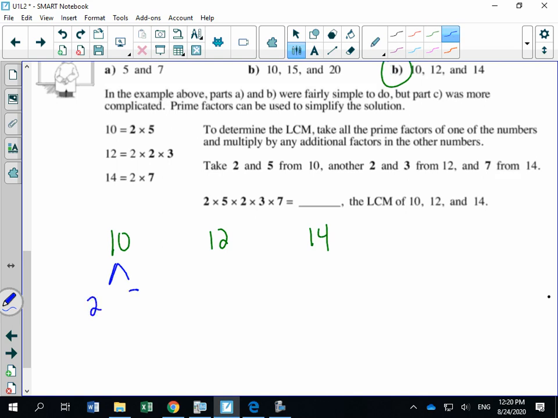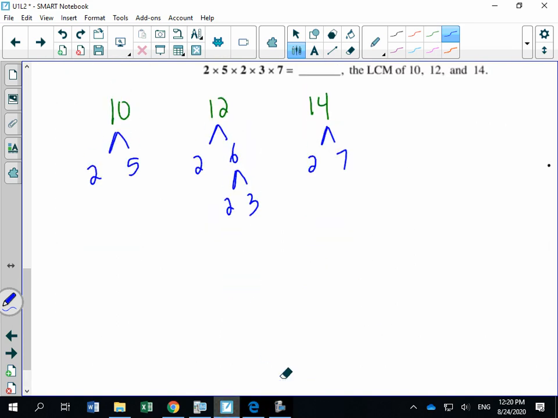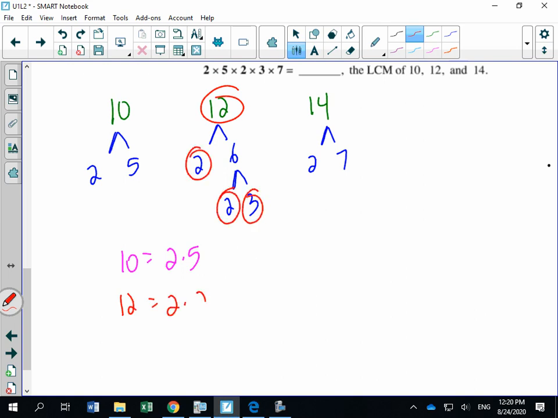10 divided by 2 is 5. Let's do 12. 12 divided by 2 is 6. 6 divided by 2 is 3. And let's do 14. 14 divided by 2 is 7. So exactly like we did with GCF, let's write each of these numbers as a product of the primes. So 10 is equal to 2 times 5. 12 is equal to 2 times 2 times 3. And 14 is equal to 2 times 7.